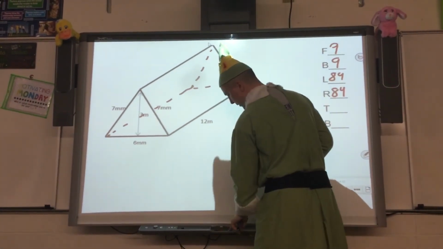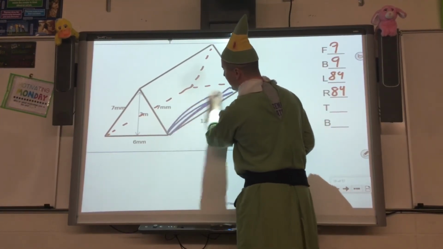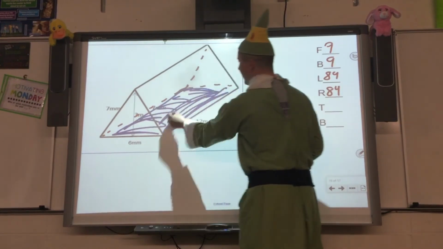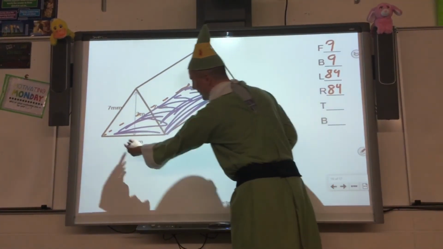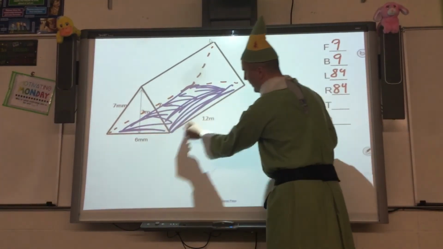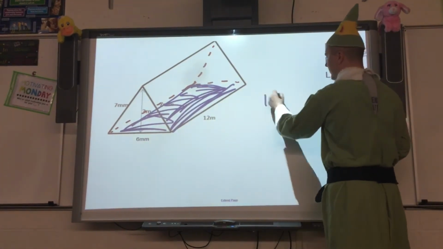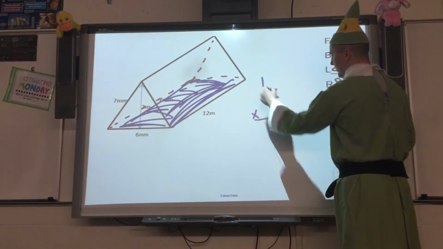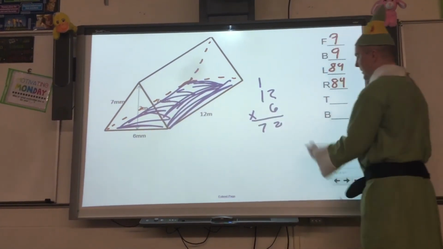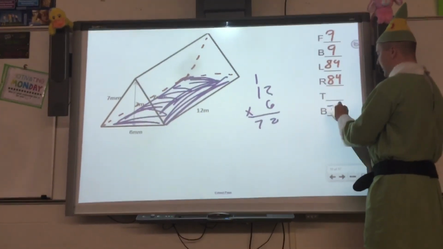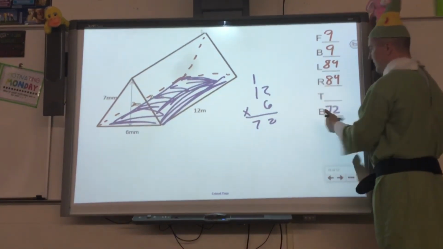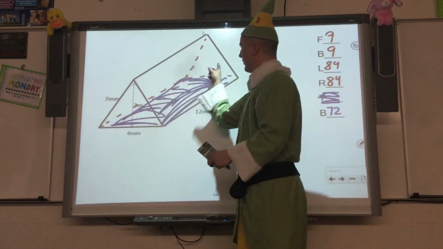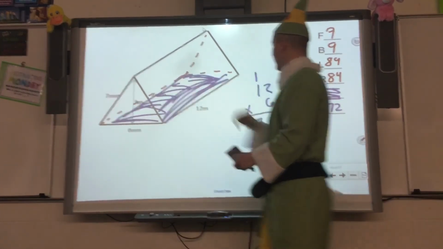I'm looking for this face, the bottom of your tent, where you put your sleeping bags. Now based on that, it's going to be 6 by 12. Well, 6 times 12, I get 72. So that bottom is going to be 72. And there's not really a top of this tent, so we don't need that one. Remember, there's only 5 faces. The triangle, the side, and then the bottom.